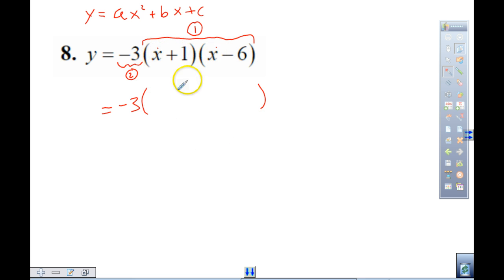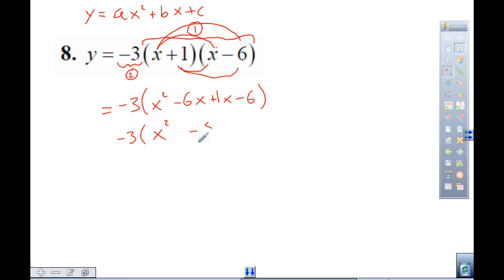So x times x. Remember, this is just foiling. x times x, x times -6, 1 times x, 1 times -6. X squared minus 5x minus 6. And then lastly, distribute that -3 in. There's your standard form.